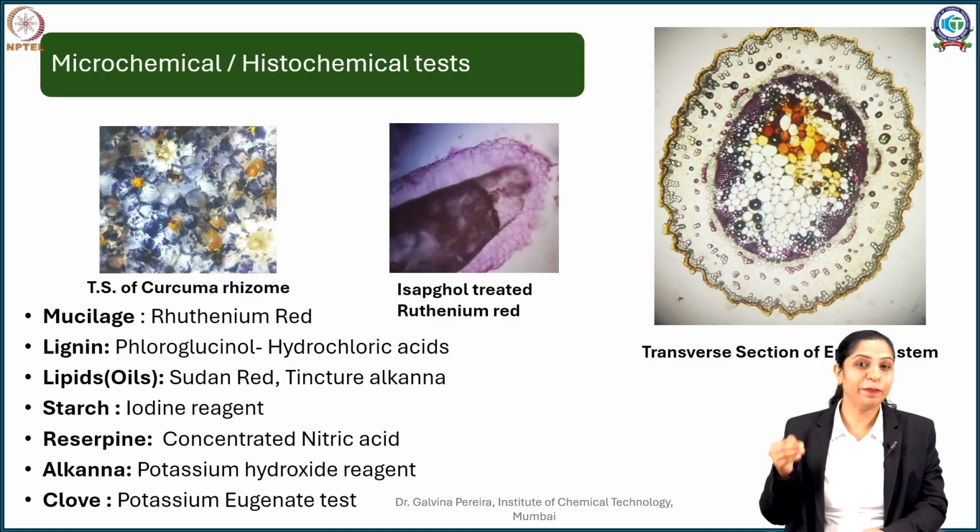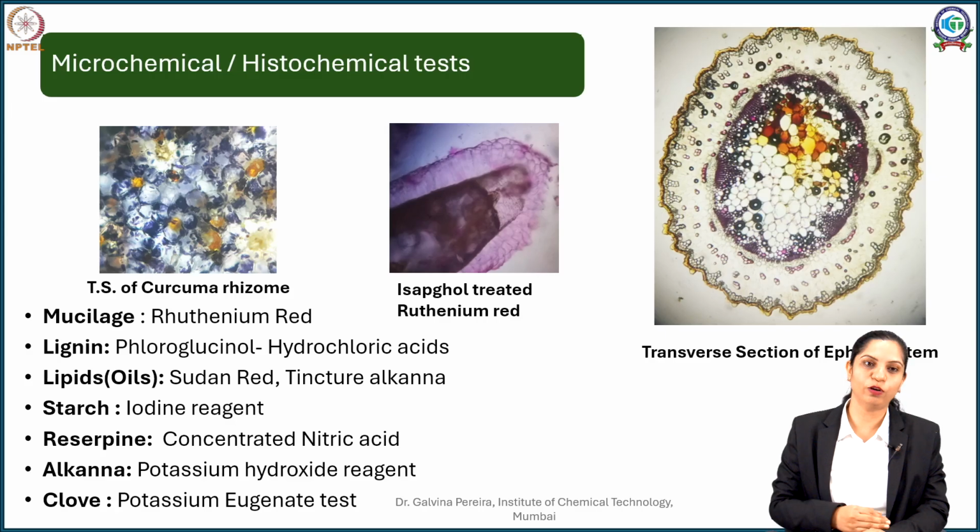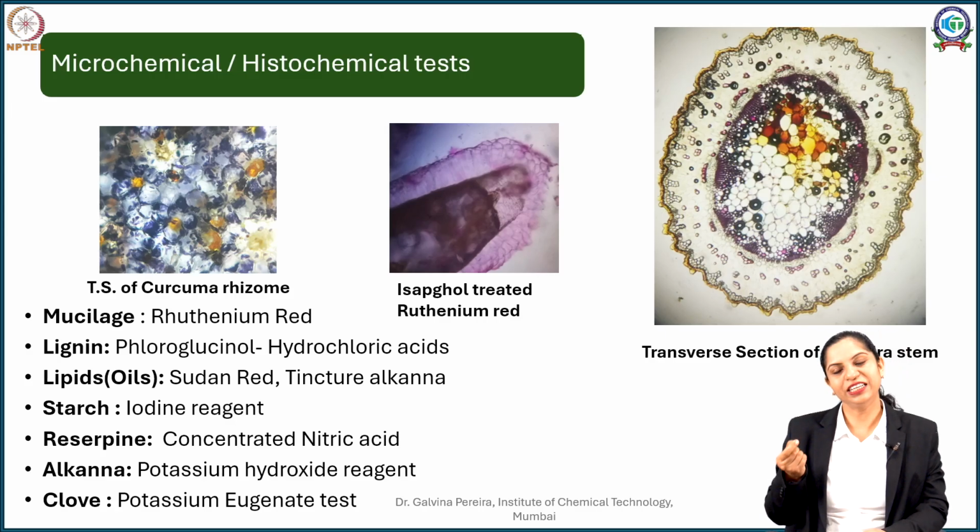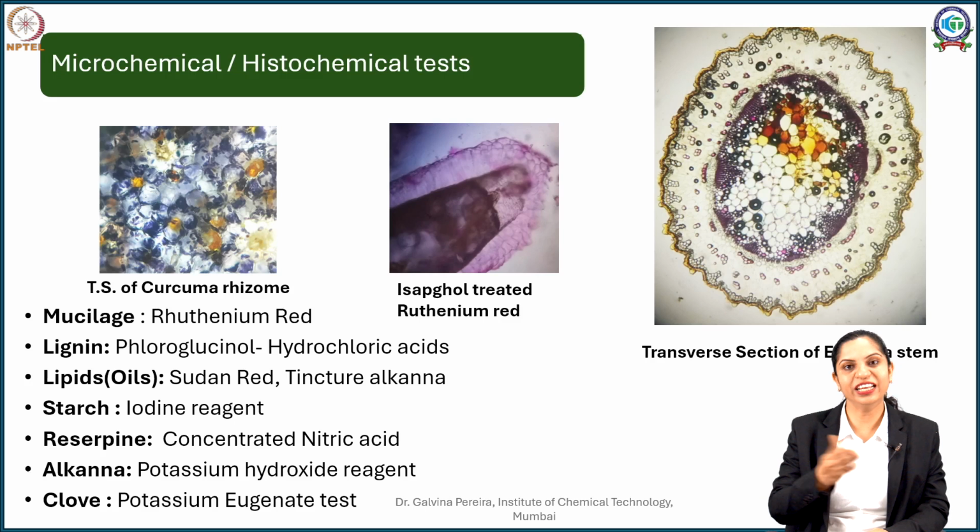Now imagine a chemical test done under a microscope, or a chemical test done in a quantity so minuscule that you will have to use a microscope. Yes, and this happens when you use something called microchemical or histochemical tests. Microchemical or histochemical tests are as simple as adding iodine on a section.